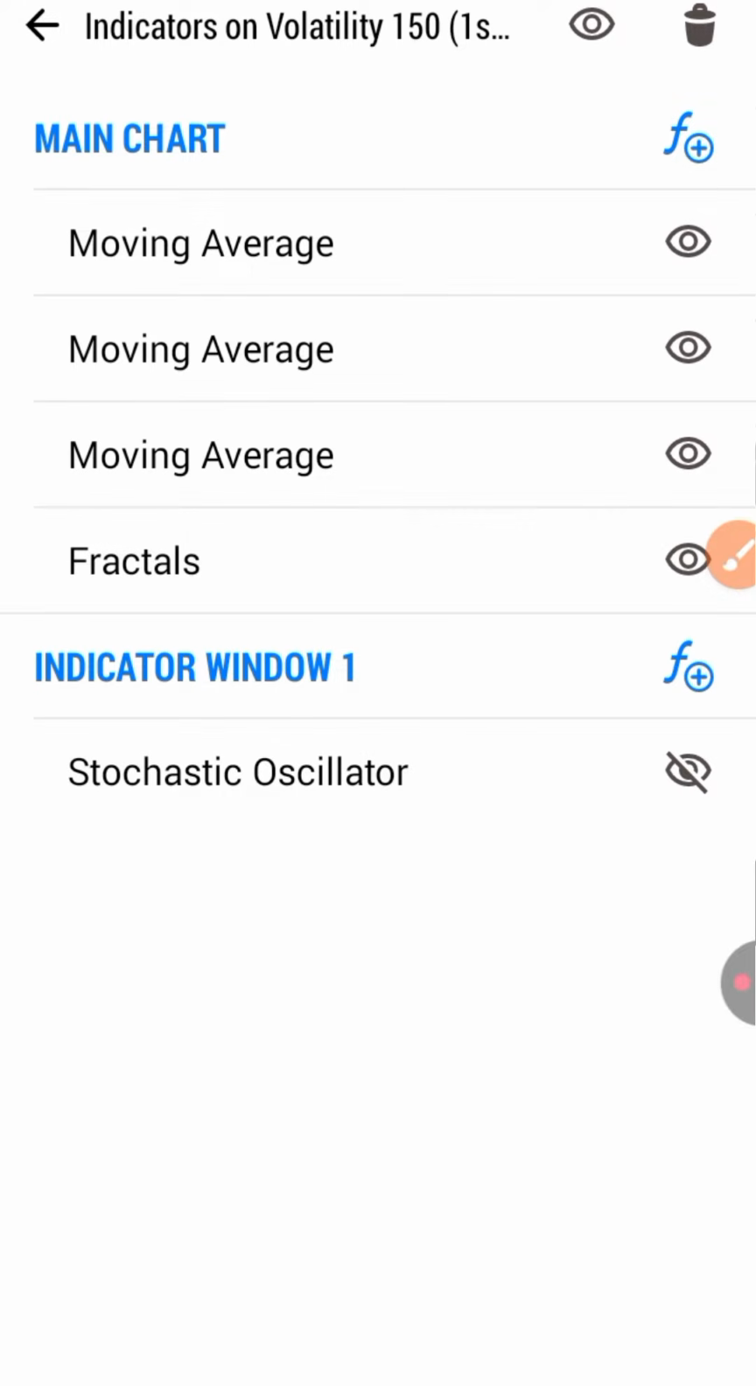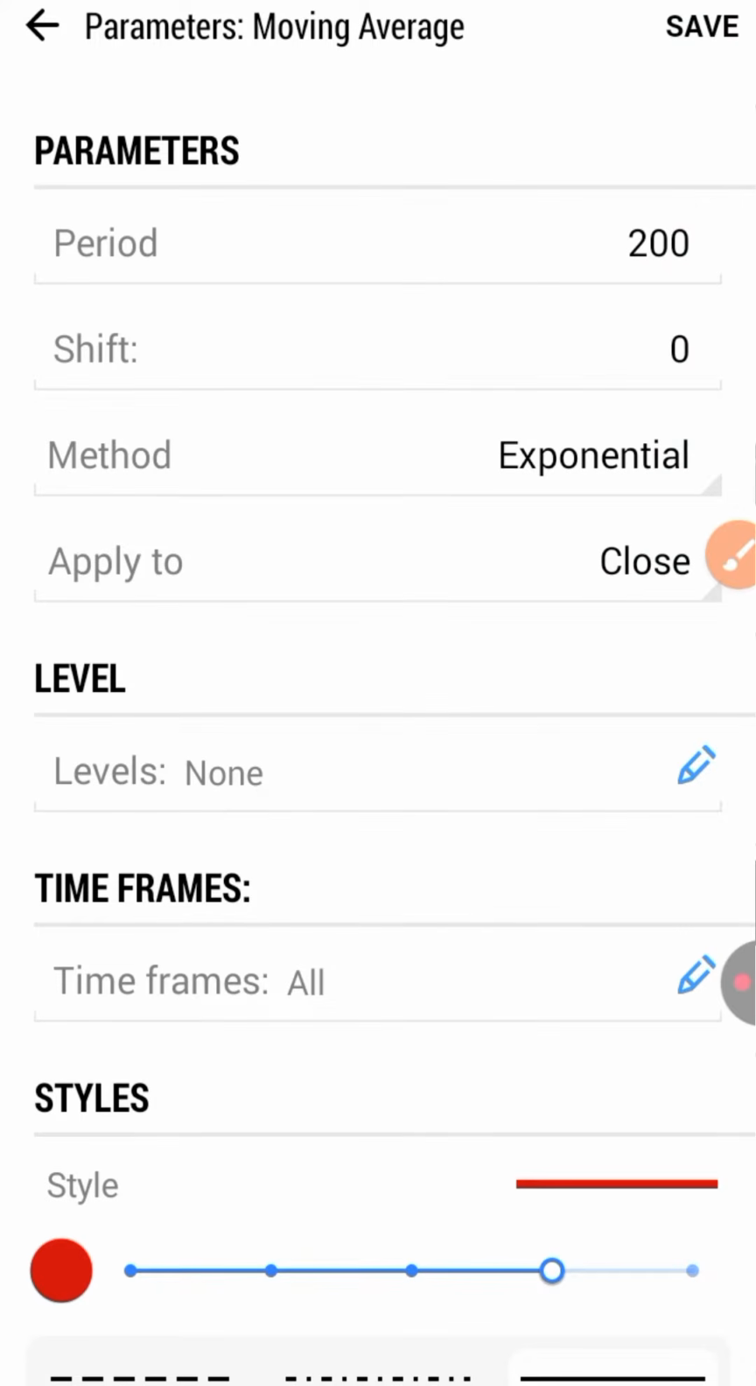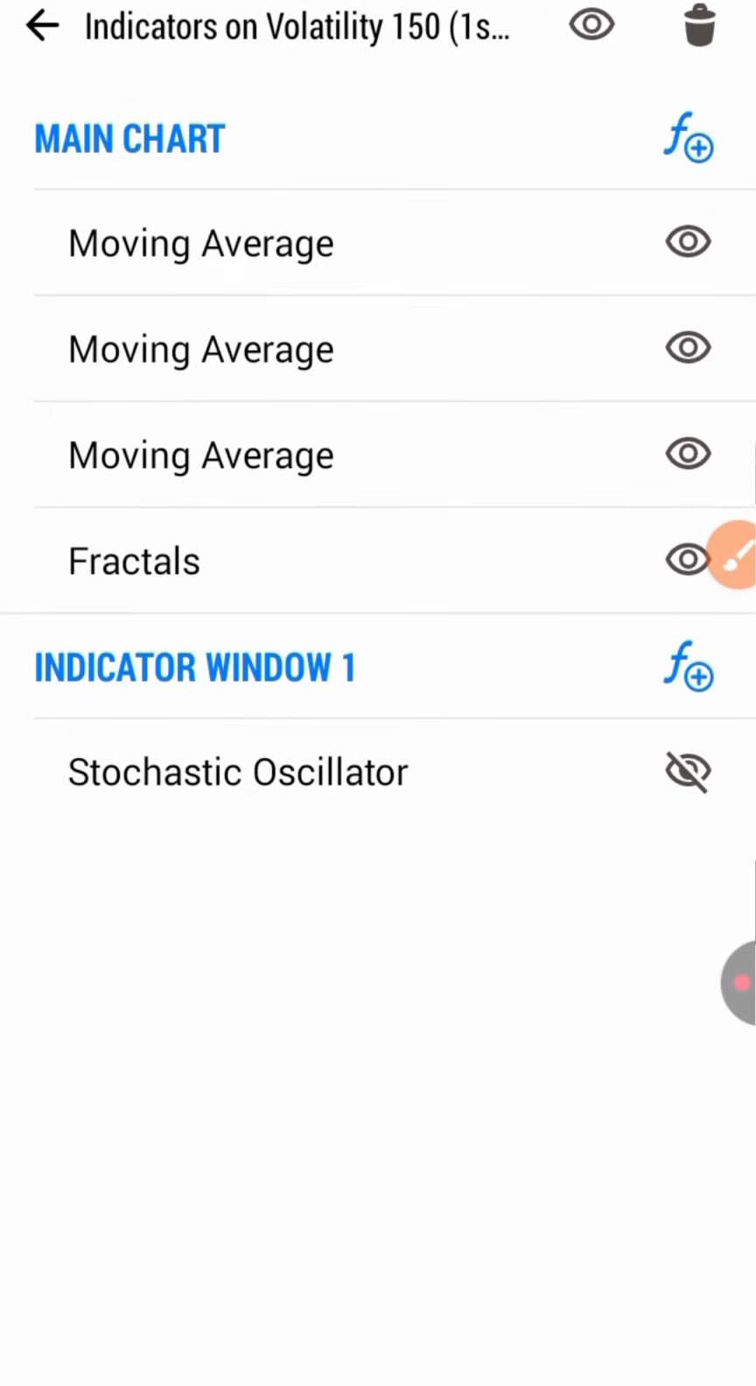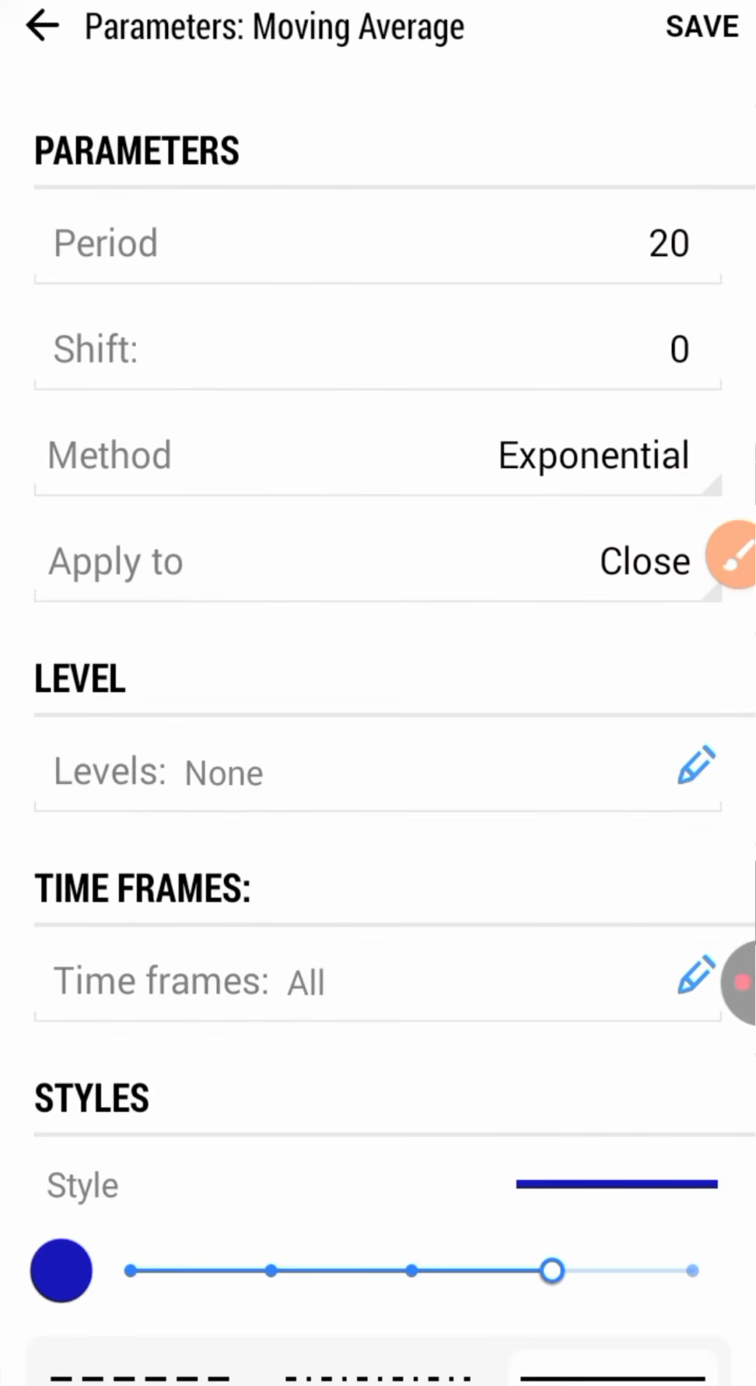If you have been following my strategy, you will already know the moving averages that I'm using. I don't change them. It remains these three moving averages. If you are new, let me show you. Here I am using period 200, shift 0, method exponential, apply to close. Then you can set your style to any level that you like. You click on done. Then the next is period 200, shift 0, method exponential, apply to close.